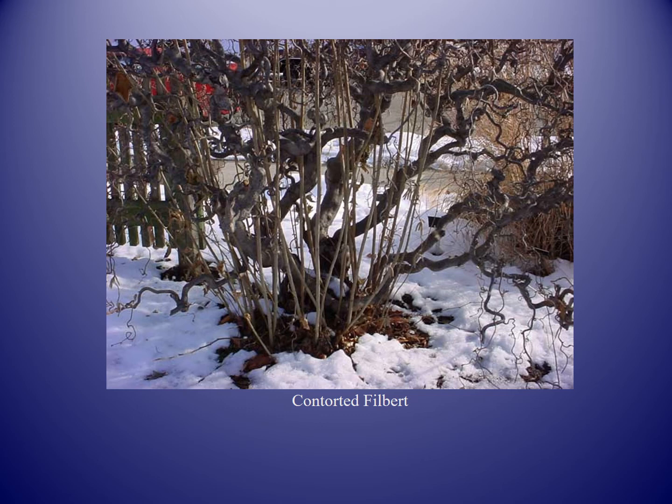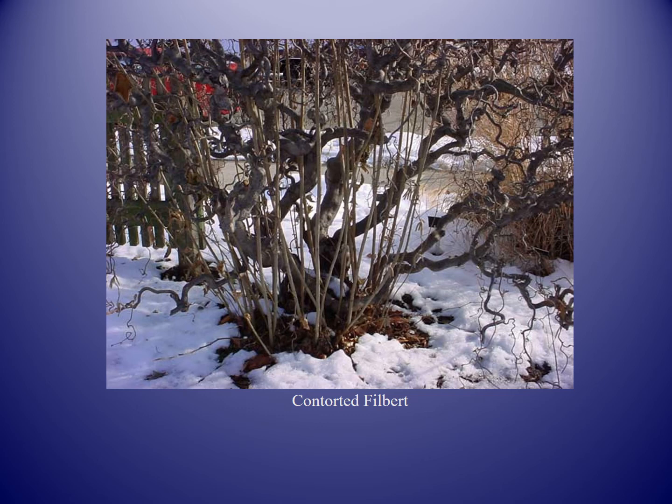Contorted filbert is usually propagated by grafting, and it is notorious for producing prolific, vigorous suckers from the rootstock that are straight as an arrow. Note that these suckers arise from the ground rather than from the grafted trunk, and they should be removed as soon as possible to keep them from eventually taking over the plant.